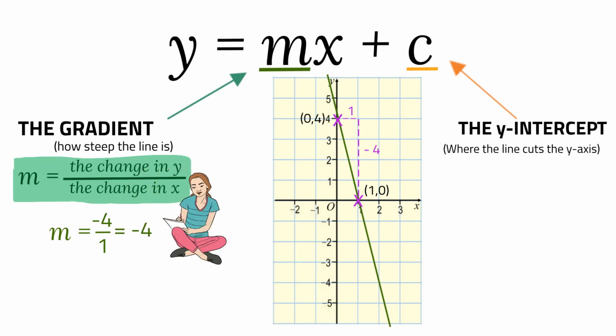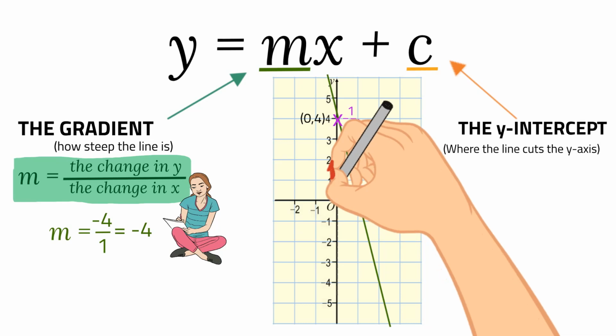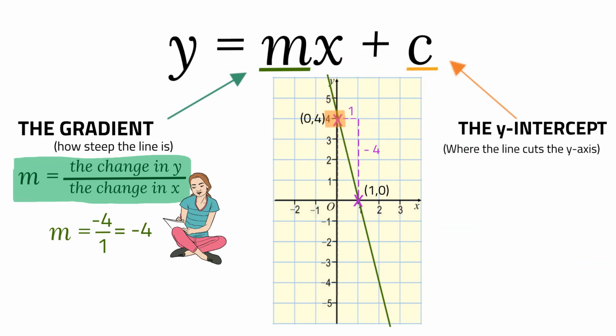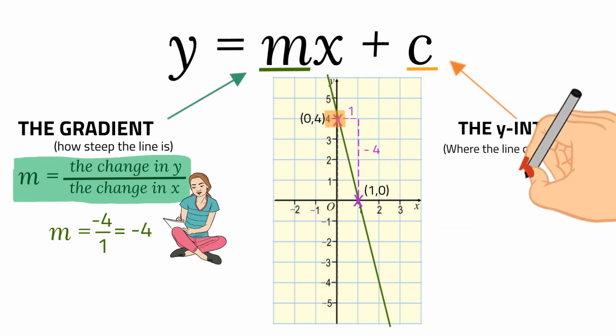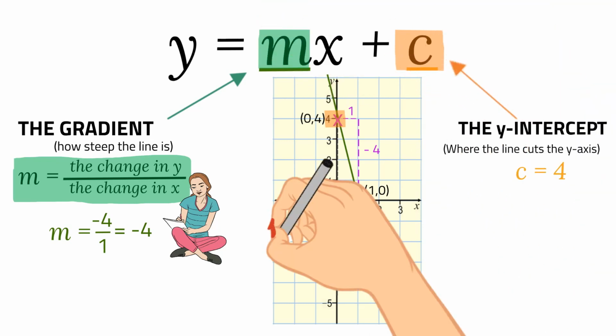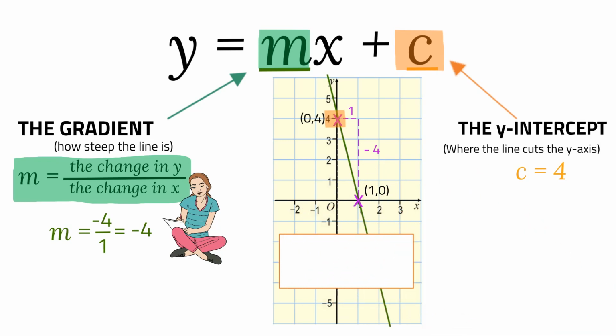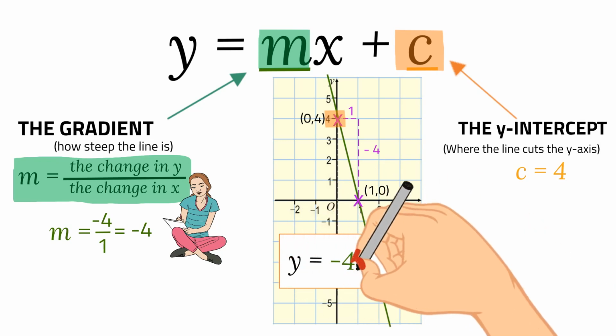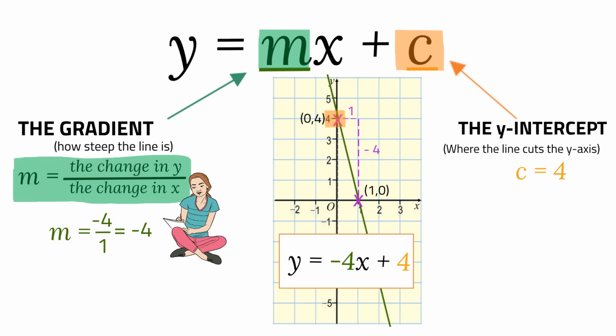And it should be quite easy to find the y-intercept. It's one of our points we picked, and it is 4. So c is equal to 4. Now we can just replace m and c with the values that we know into y equals mx plus c, and we get y is equal to -4x plus 4.